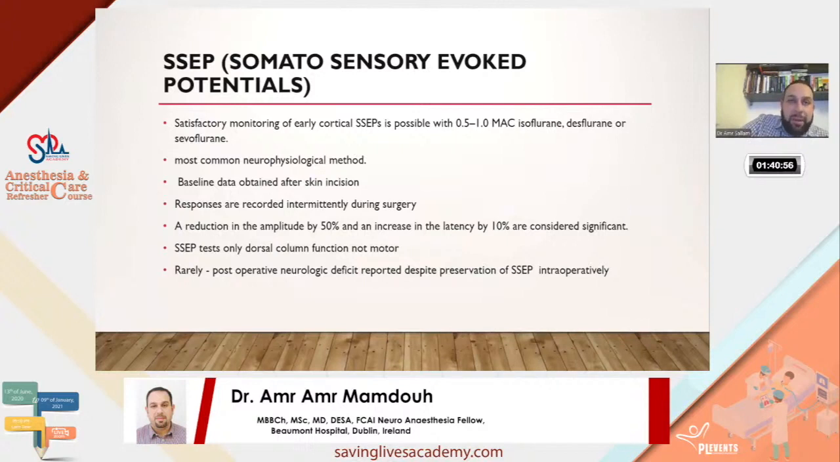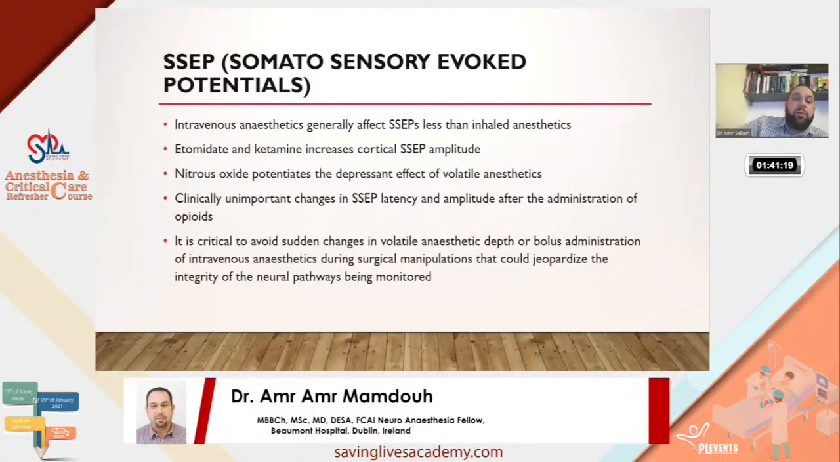It's affected by temperature, and it's still affected by some of the anesthetics. We're going to discuss that in a moment. But we have to focus on this point. Postoperative neurological deficit can be reported even with normal SSEPs, and that is very rare, but that's what leads to the development of the motor evoked potential.